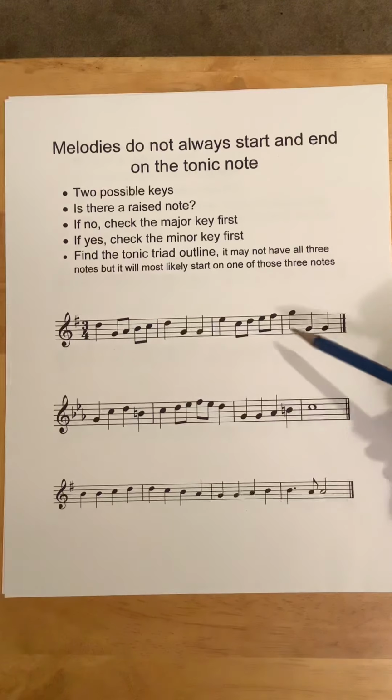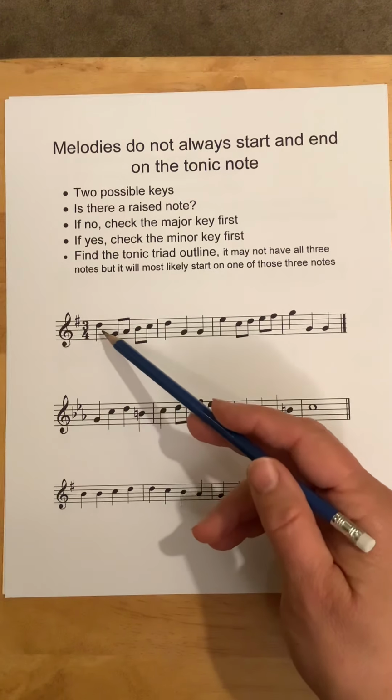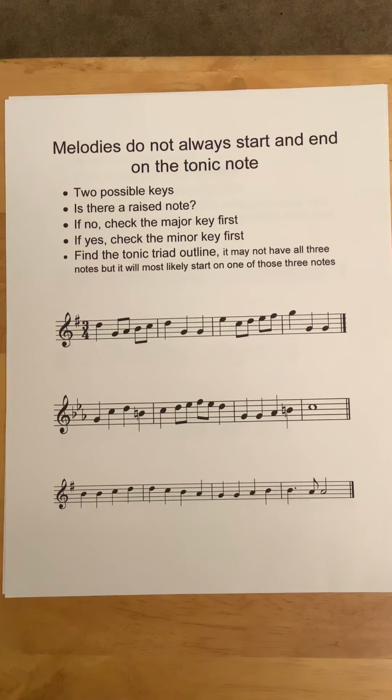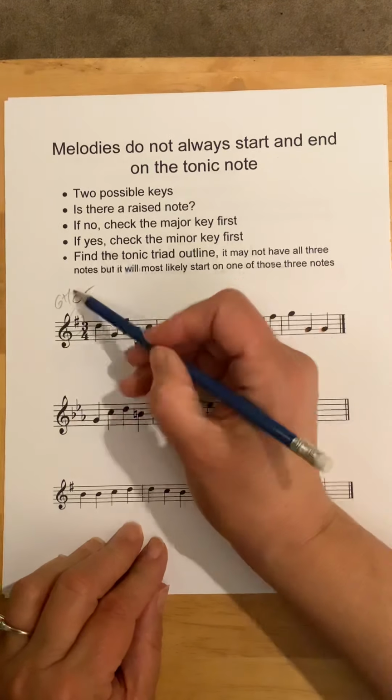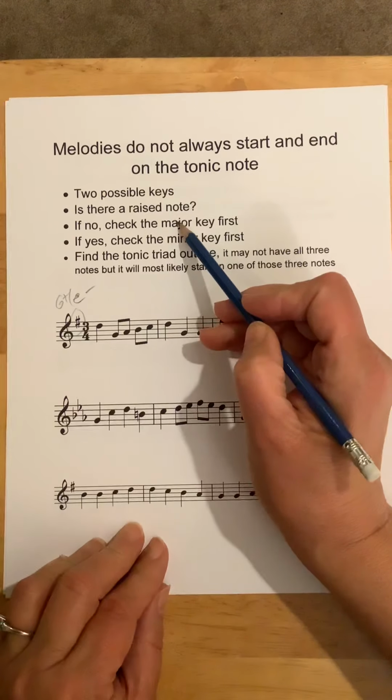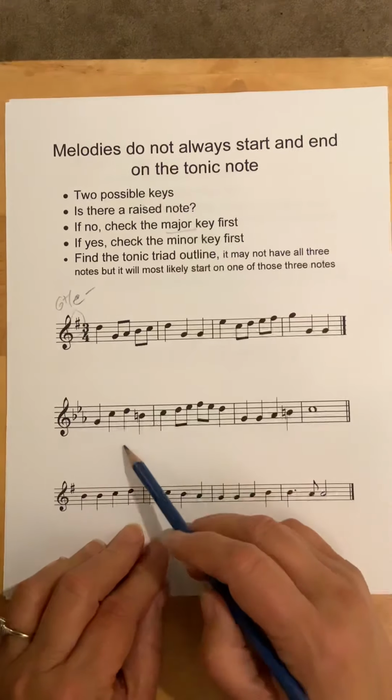Now, these are some melodies that do not start on the tonic note. Again, I'll have people say, well, it didn't start on G, so how can it be G major? Right, so we've got to get that out of our mind. It does not start on the tonic note always. So, two possible keys. Here we are again with G major or E minor. Is there a raised note? In this one, nope, no raised note. So if not, I'm going to check the major key first.